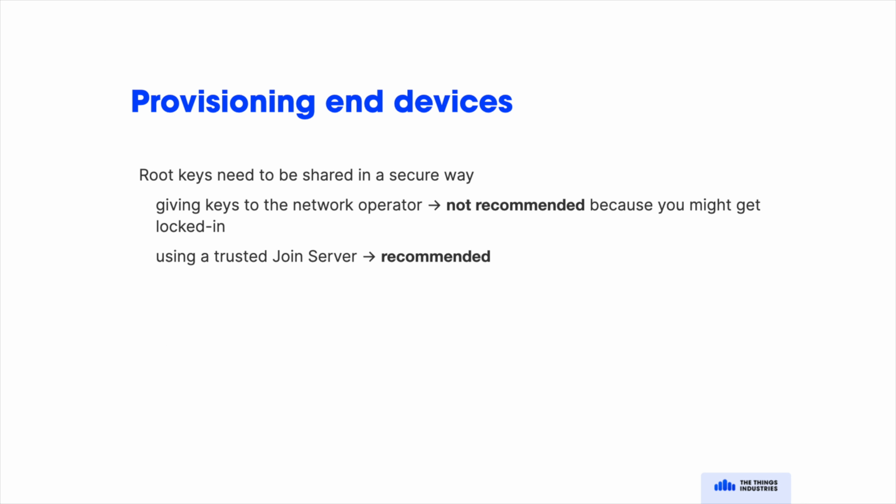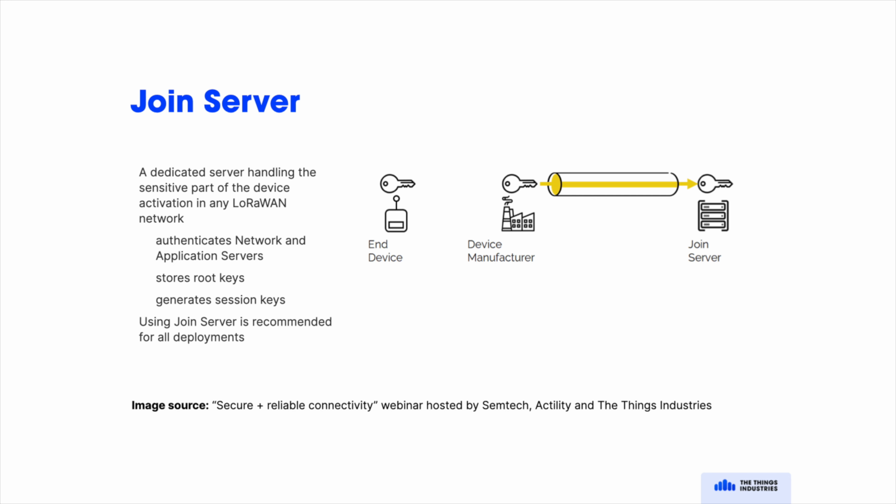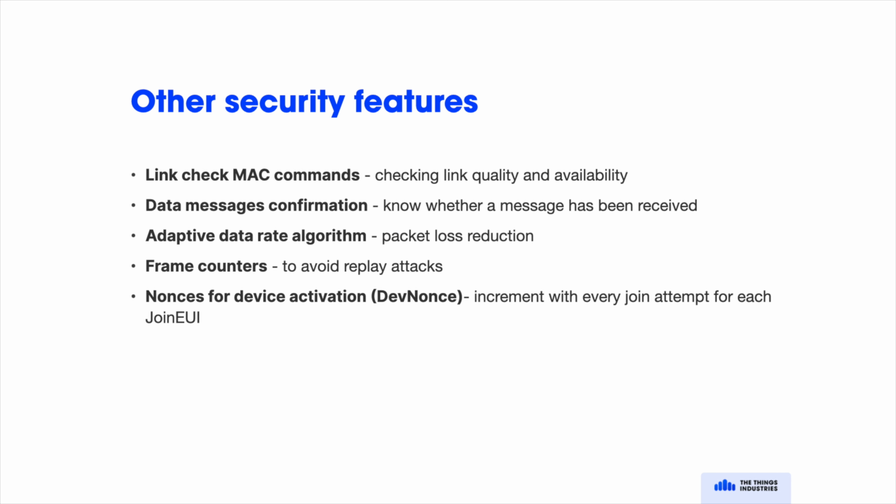If you're using over-the-air activation, you need a secure way to share root keys in the device with the network. The best way to do this is with a trusted join server. A join server allows the device manufacturer to securely share device root keys, and the join server then generates session keys, which can be shared with the network to authenticate a device without ever compromising those root keys. LoRaWAN has some more security filters built in. Message confirmation assures that packets are being received, and frame counters prevent replay attacks, for example.